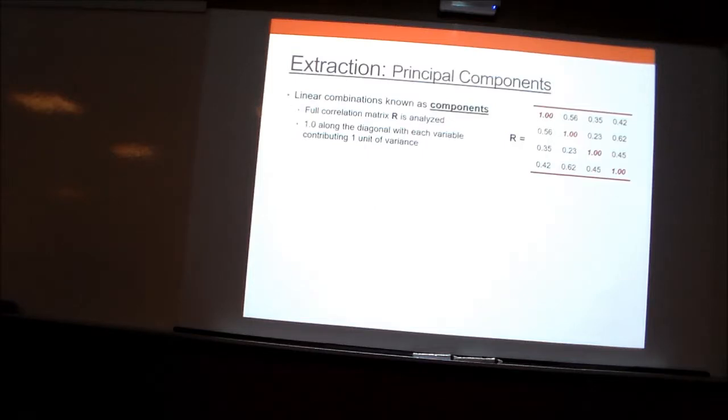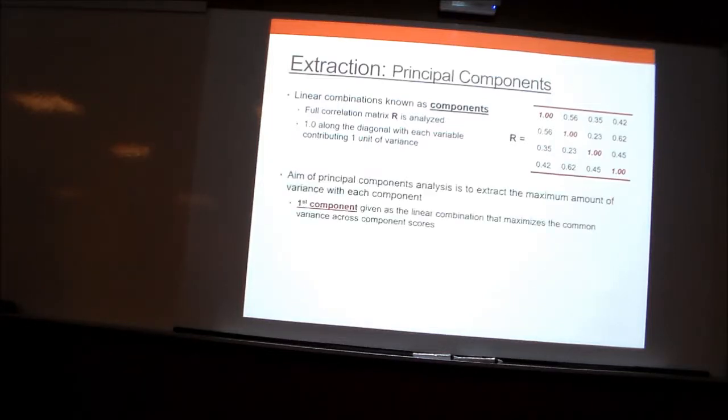Basically, your correlation matrix is a standardized variance-covariance matrix. We're just standardizing everything, so our unit of variance in the correlation matrix is 1. Okay, so we've got 1s along the diagonal, indicating variability within all of our items. And so the aim of our PCA is to extract the maximum amount of variance within each one of our components, okay? So we've got our correlation matrix here.